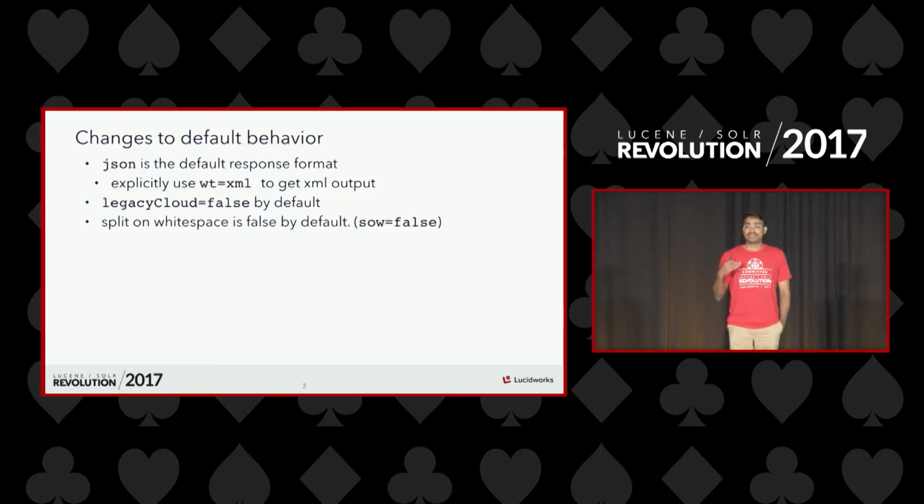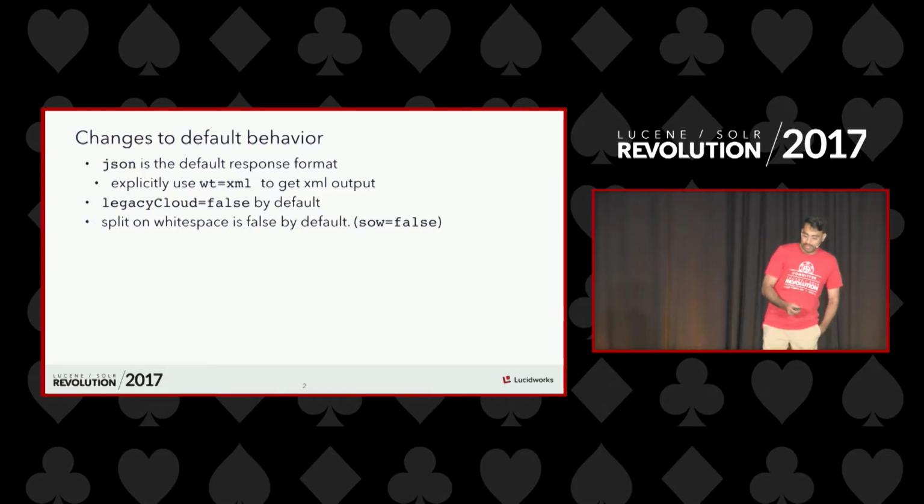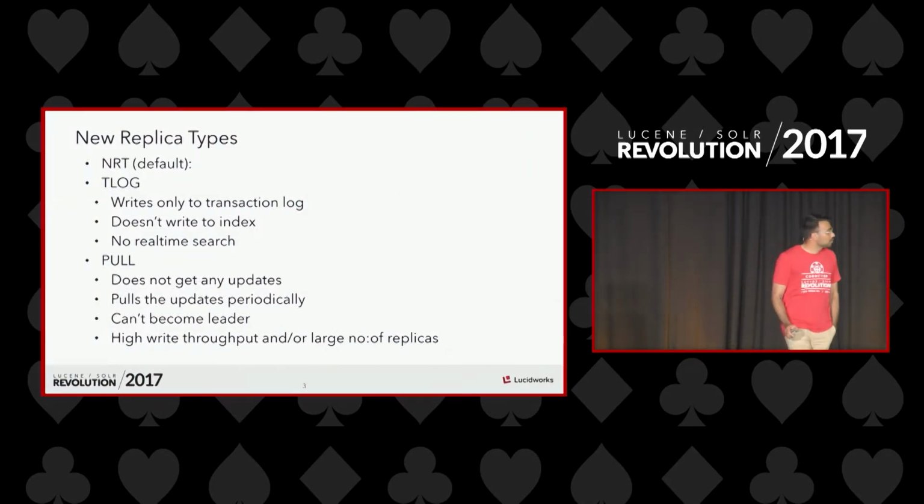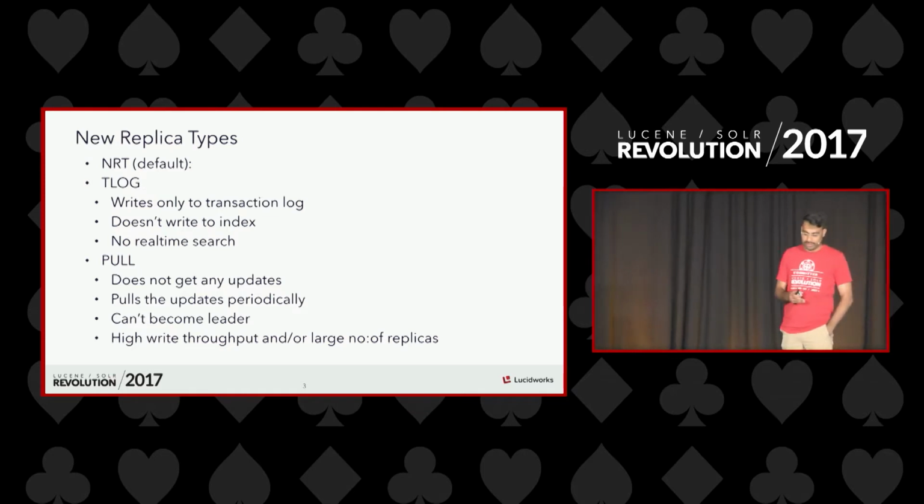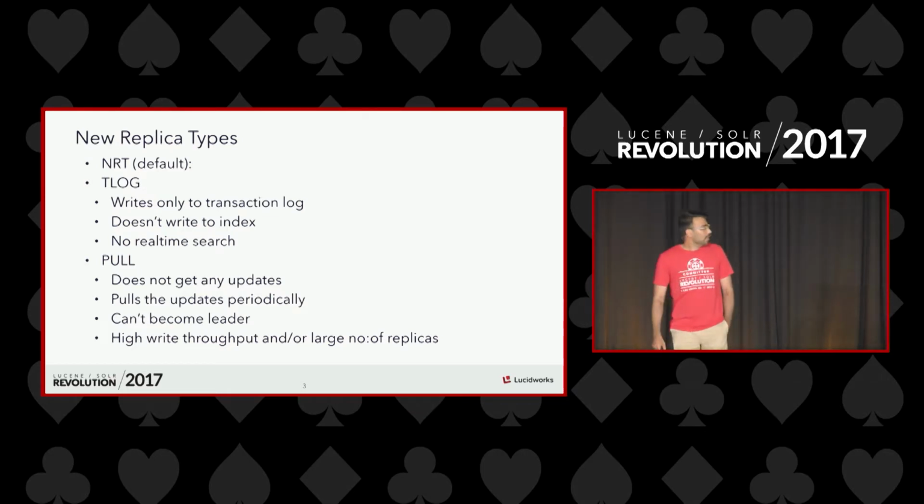You know what legacy cloud is, right? In legacy cloud, whatever a node says is the truth. And non-legacy cloud is where whatever Zookeeper says is the truth. So the only way to get stuff into the state is through commands. In non-legacy cloud, you can't just come and register a node without a command. Split on white space is set to false by default in 7.0. I think these things are covered in detail in other sessions.